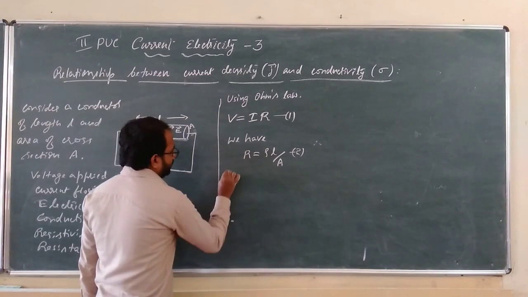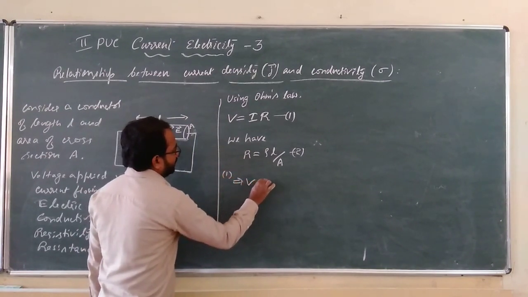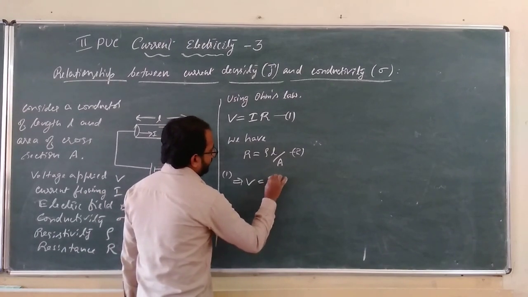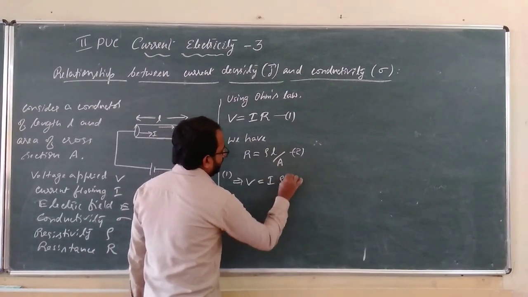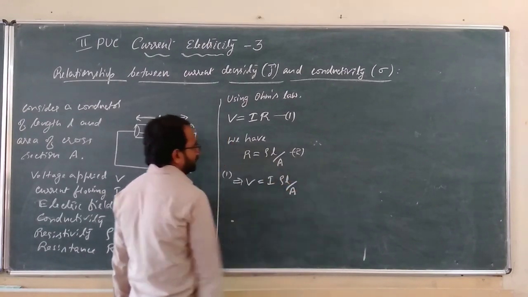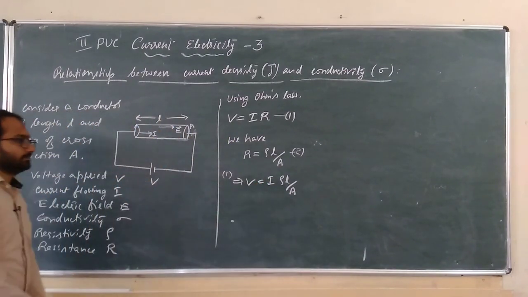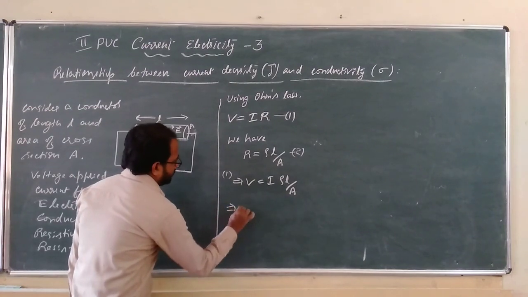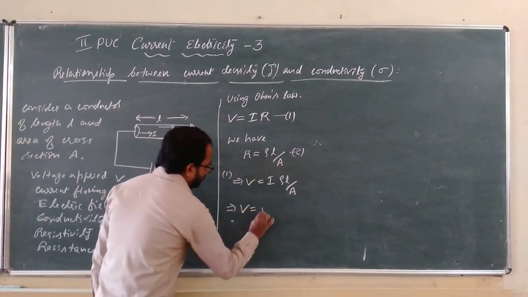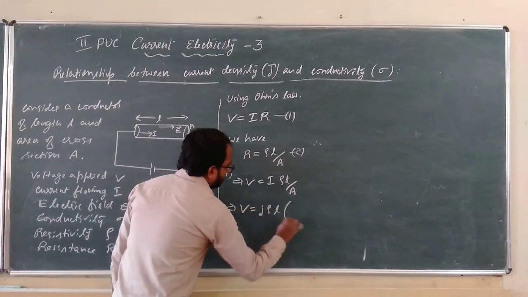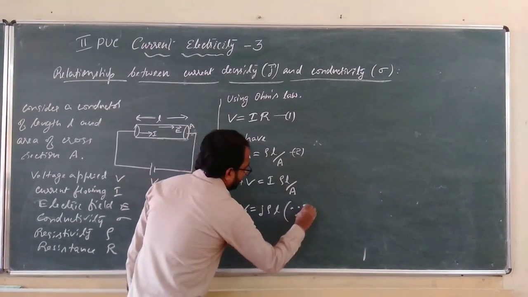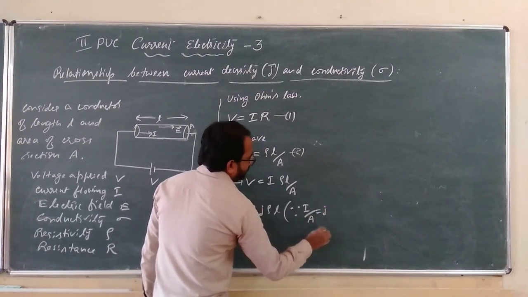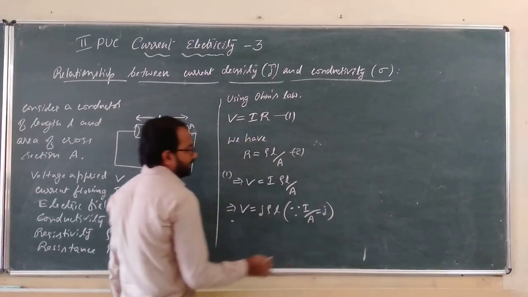Now what happens to equation 1? Equation 1 becomes V equals I into rho, where R is rho L by A. Now what is I by A? That is current density, right? So this equation becomes V is equal to J rho L, since current flowing per unit area, which is held normal to the flow of current, is J.